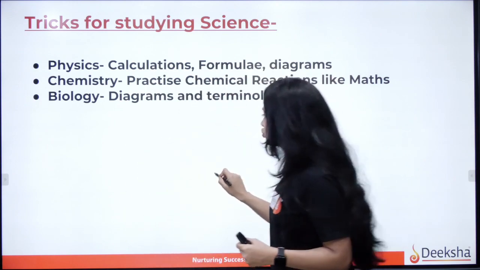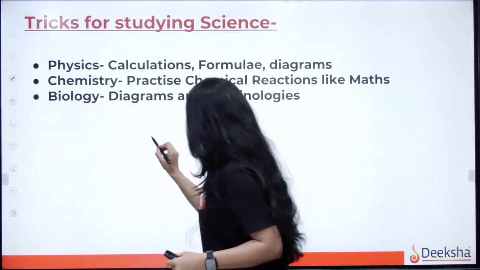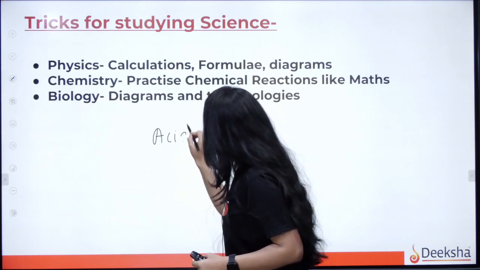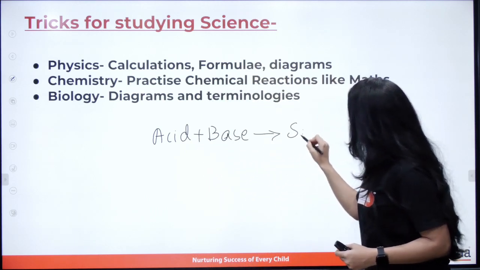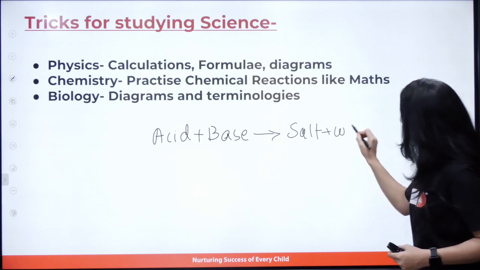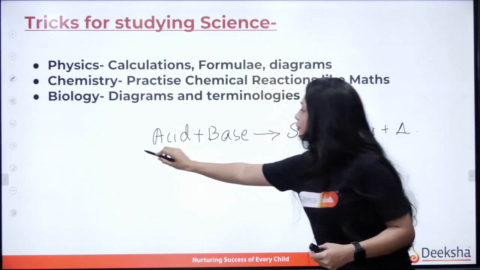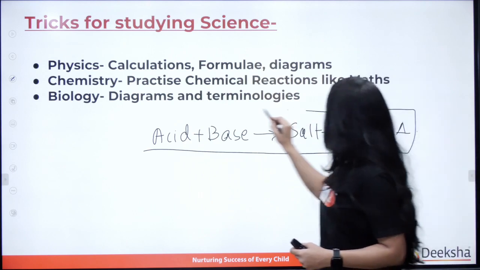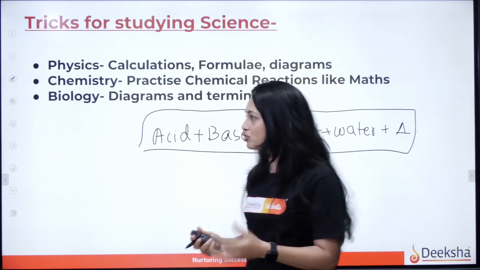For example, I will show you the general reaction for a neutralization reaction. If you remember this, acid is going to react with base to form salt, water and heat. This is nothing but a neutralization reaction, right? If you remember the general formula, you can almost write any chemical equation. So try to remember the general formula.